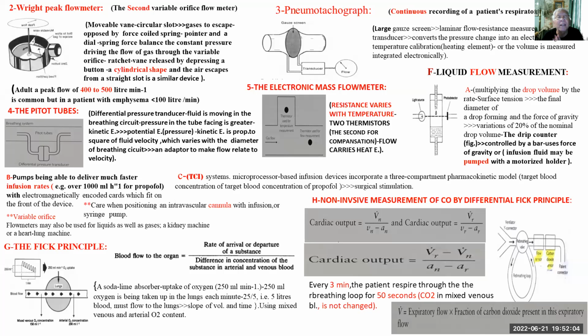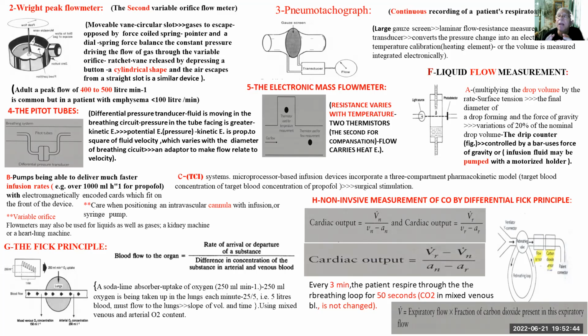After that, we have the second variable orifice flow meter, which is the Wright peak flow meter. It measures the peak flow, which is around 400 to 500 liters per minute in a male. And whenever it reaches below 100, it means that the patient is suffering from problems. Of course, it's made of a vane also. A vane is attached to a gear system, as you can see. This vane is being turned by the expiration of the patient and is balanced by a spiral downwards. So whenever it moves, it's balanced by something downwards that hinders its movement. It controls its movement. This is why we call it a constant pressure flow meter.